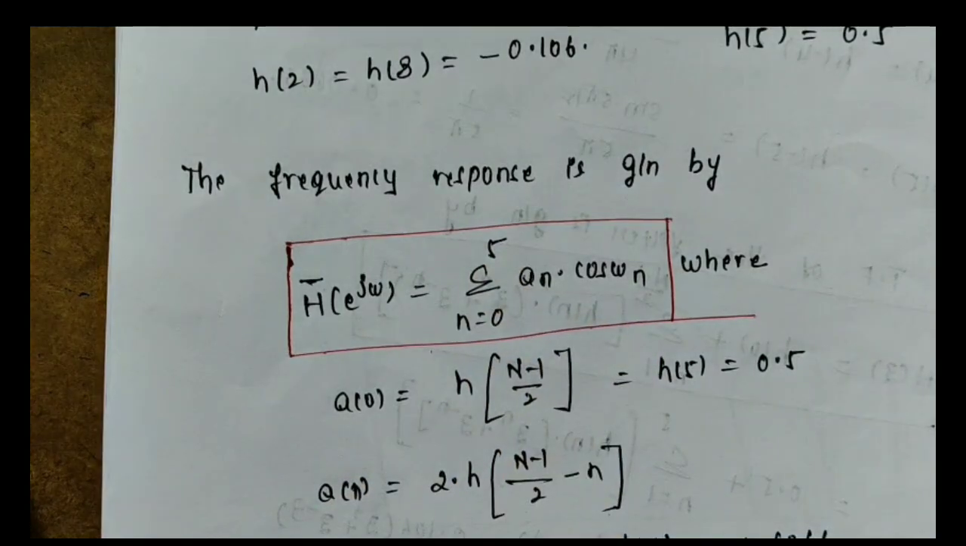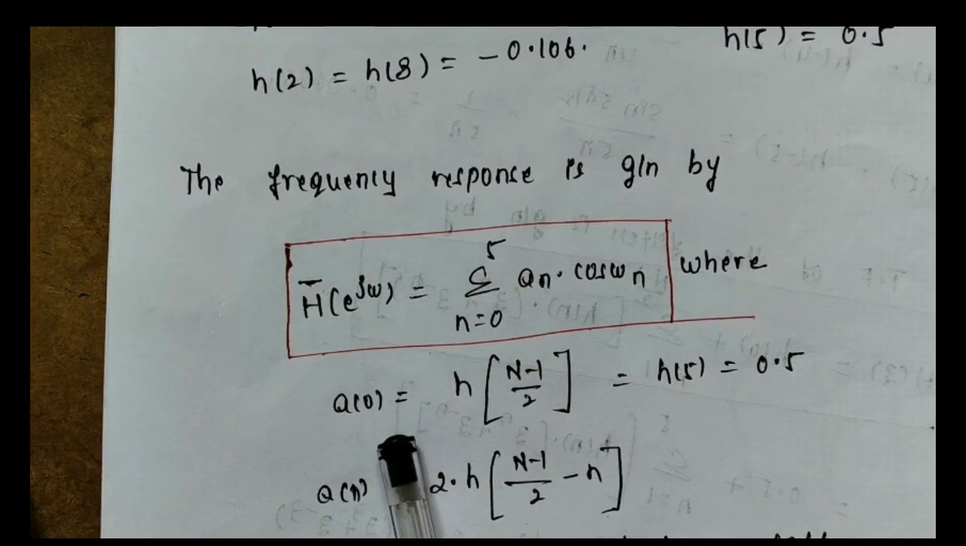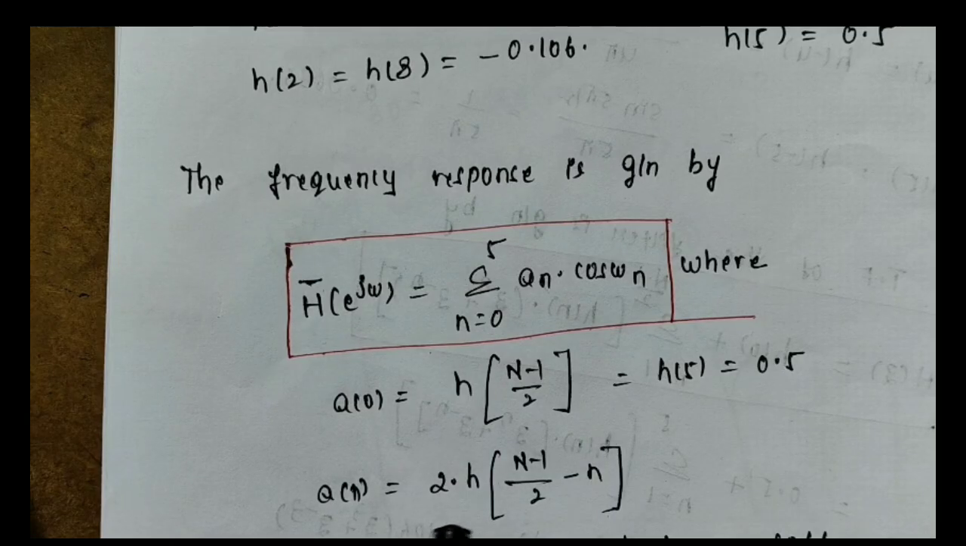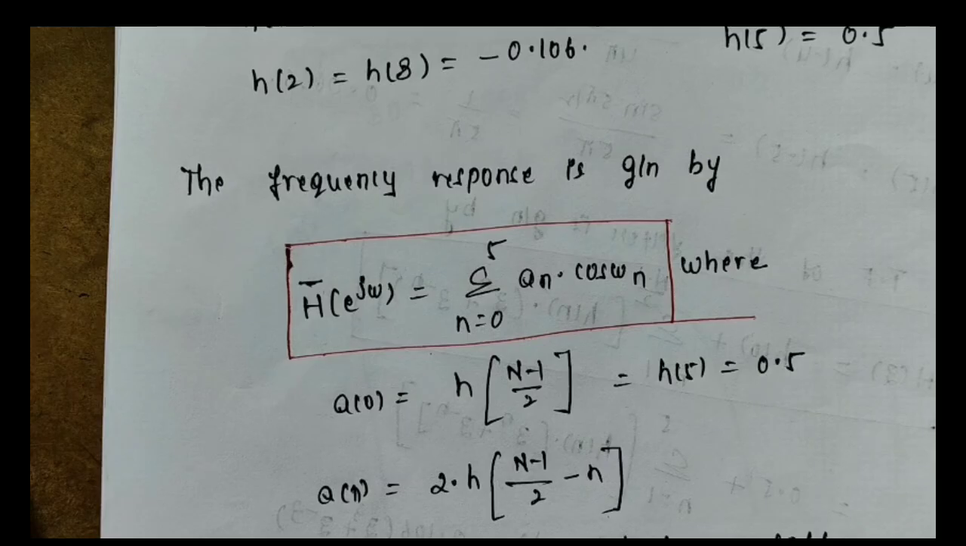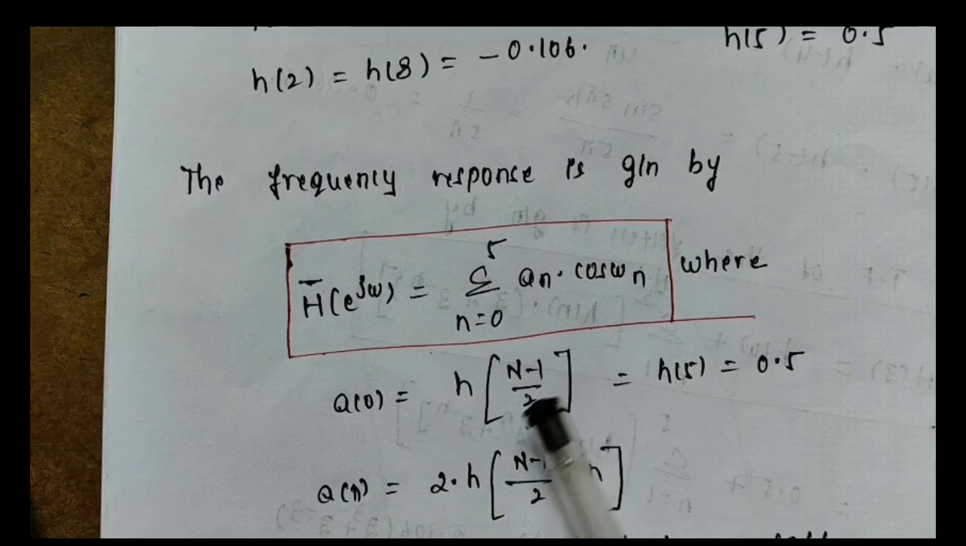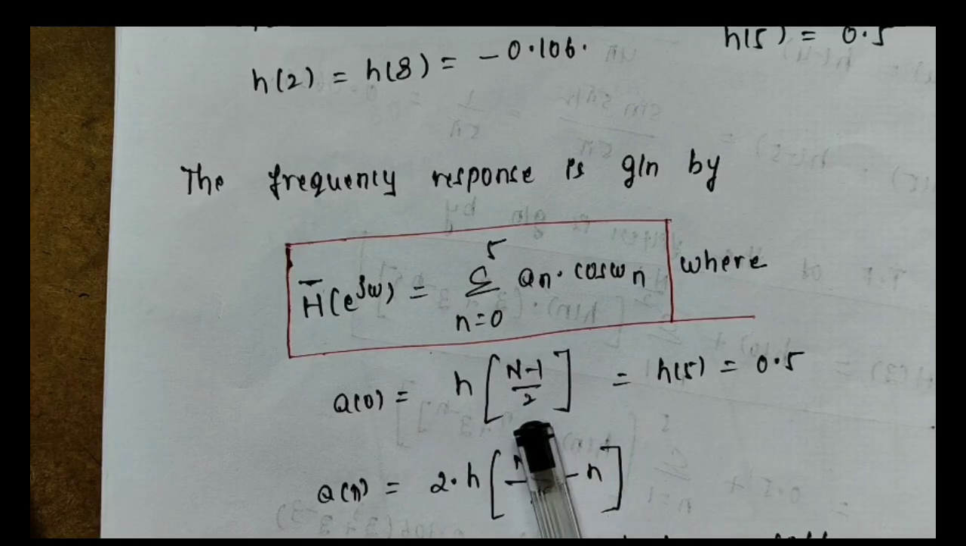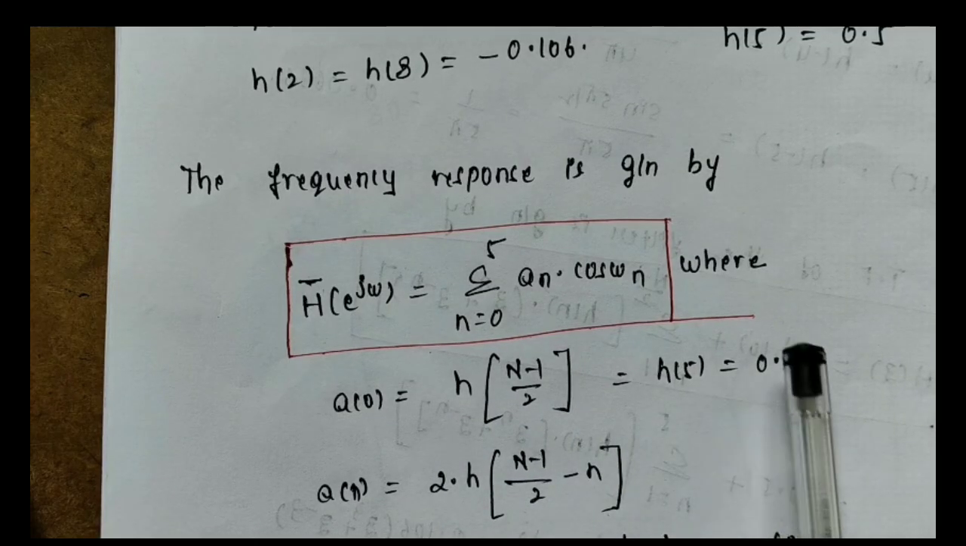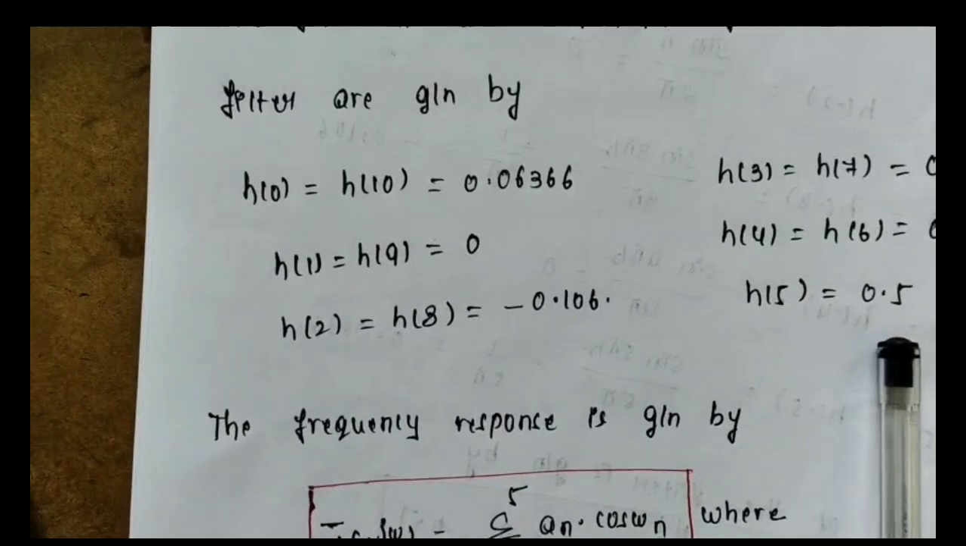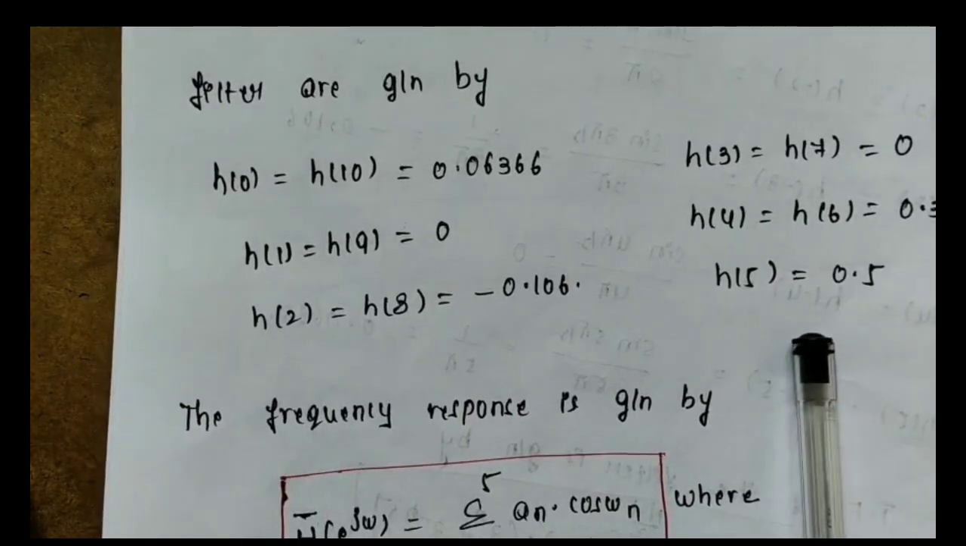This is the formula. Now here we don't have a of 0. Now the a of 0 formula is h of (N minus 1) by 2, and a of n is 2 into h of (N minus 1) by 2 minus n. Now a of 0, if you substitute h of (N minus 1) by 2, so N is 11, 11 minus 1 is 10, 10 by 2 is 5, so h of 5. So h of 5 value, how much we got here? 0.5, right? h of 5 value is 0.5.